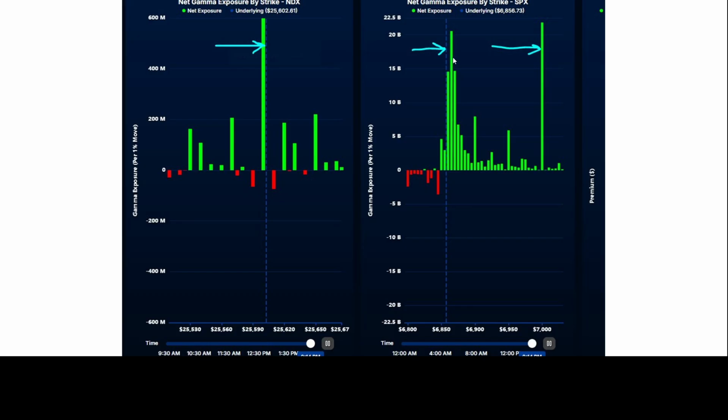Here the target was made, price came to the big bar, but we have another one here. If price goes from this price, breaks this gamma level and starts to make higher highs, maybe the price will try to go to the max positive gamma level.